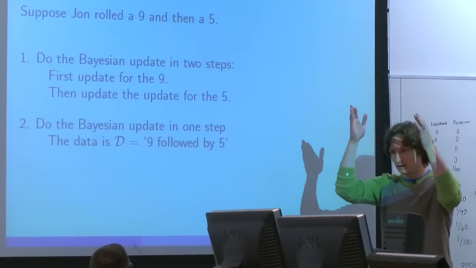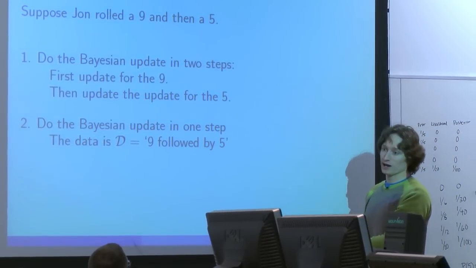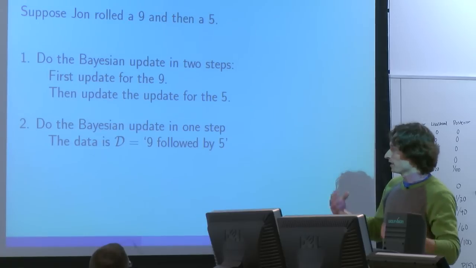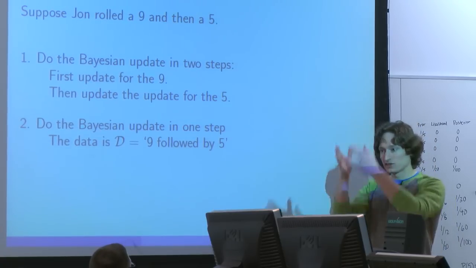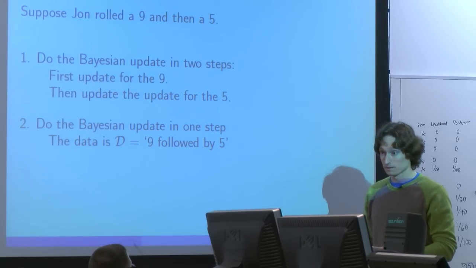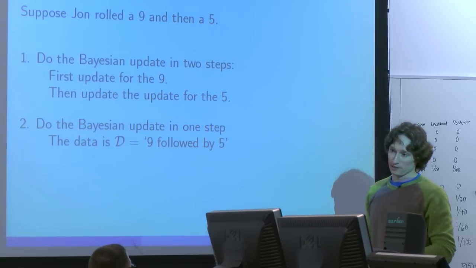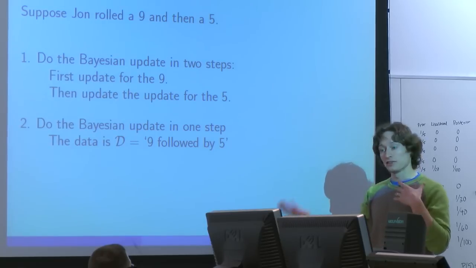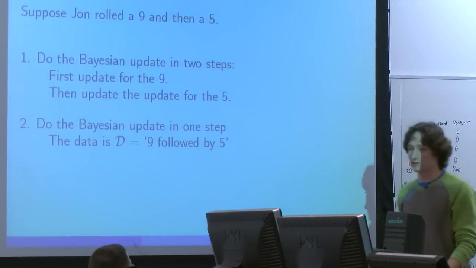Instead of updating for the 9 and then for the 5, can you incorporate both the 9 and the 5 into a single likelihood function and do the updating in one step? All right, so try these and think about what's similar, what's different than what I just did.